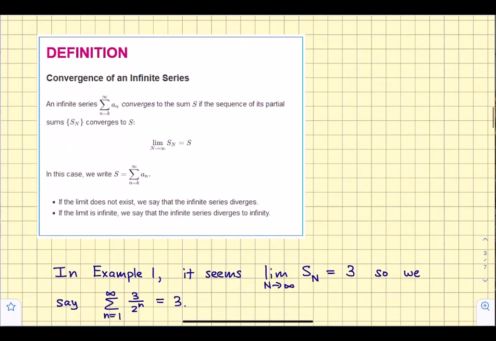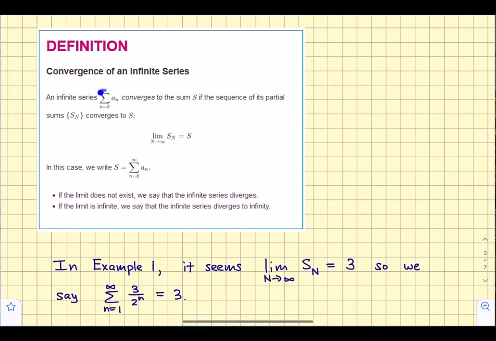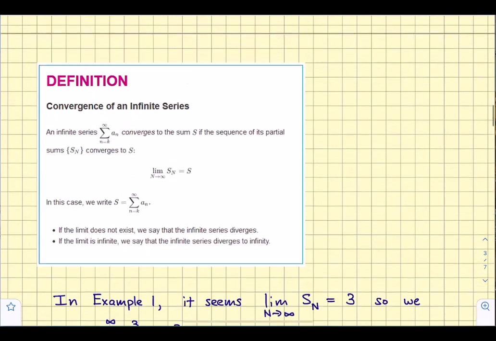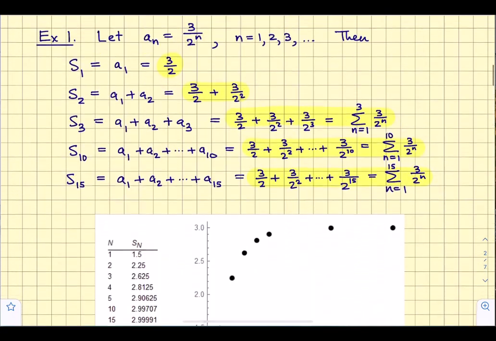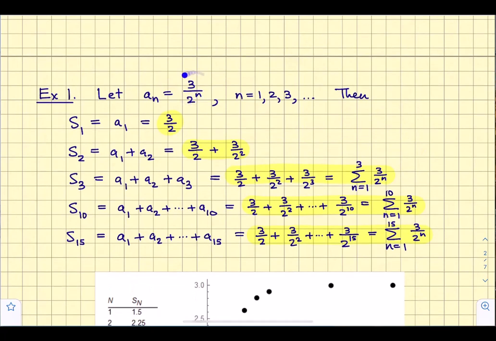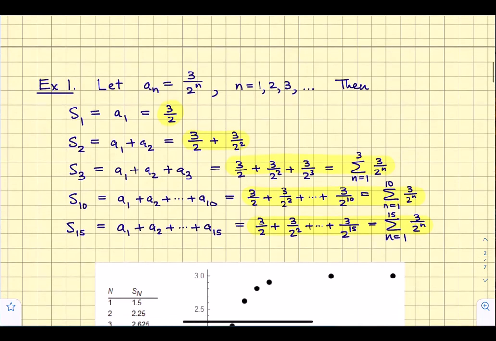That leads to this definition. An infinite series converges to the sum S if the sequence of its partial sums, so if we start with this series, from that series we're going to generate an associated sequence of partial sums like we did here. If you go up in this example, we had a sequence. From that sequence, or you could even think we had a series if you think of we were summing these. From that, we generated a sequence of partial sums.